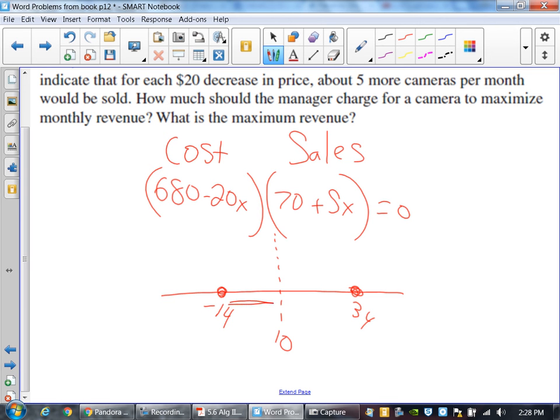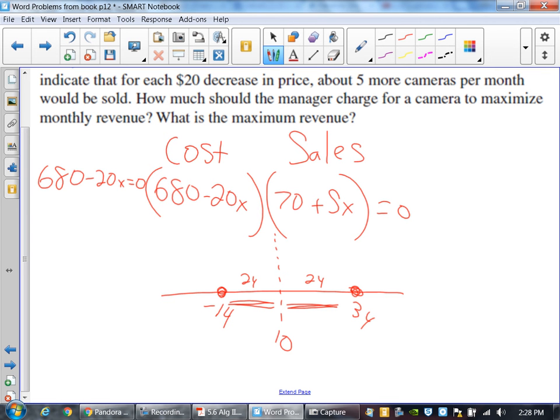Because from here to here is 24, and from here to here is also 24. What you're doing is you're finding the x value that creates the midpoint. Yes, sir? So when you divide them, it's the opposite of what the x would be, because it's minus 20x. So the max is what? Whatever makes that equal to 0. Think of it this way. You're solving this equation. That's all you're doing. You're finding the zero.